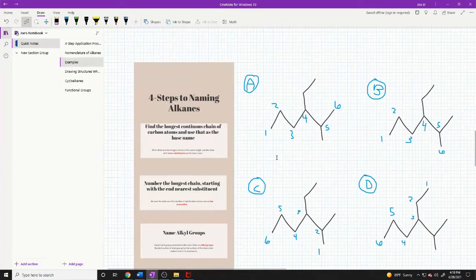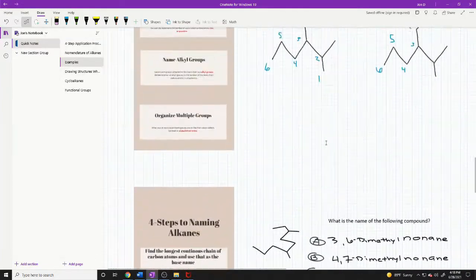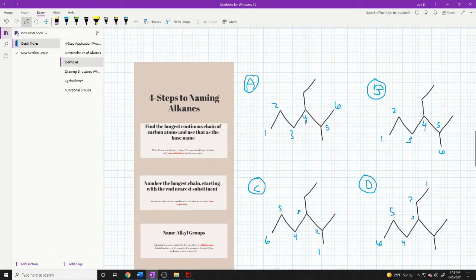We'll zoom out just a little bit. All right. So this is the next example that we will do. Again, if we look at the study aid on the left, the first step is to find the longest continuous chain of carbon atoms. So I've already numbered these for us just to make this a little bit faster. And as you can see, the longest chain right now is 6 for letter A, letter B, letter C, and letter D.